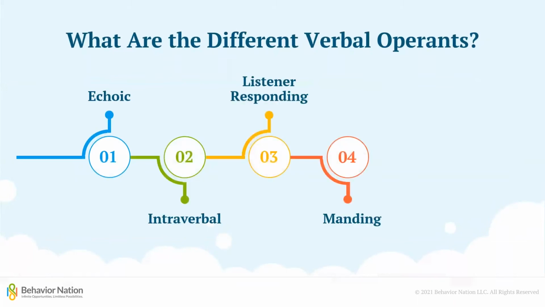There are 5 different verbal operants. I will review them briefly. First, there is the echoic. Next, the intraverbal. Third, the listener responding. Fourth is manding. And fifth, we will review tacting.